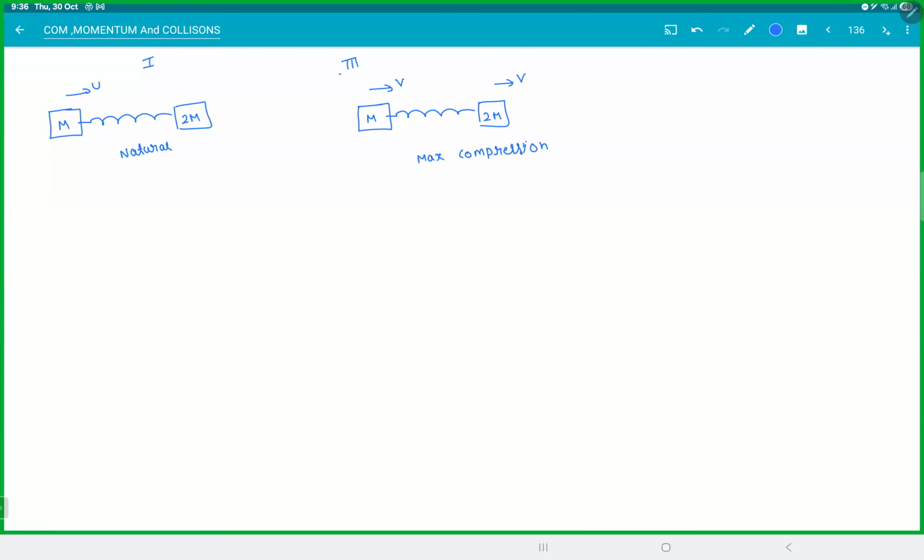This was your state 3. This was V1 and this was V2. Again, this was natural length. This was your state 5 and V2 is maximum here. Perfect. So you want to conserve energy. So in all these cases, F external is 0. Therefore, momentum and energy are conserved.